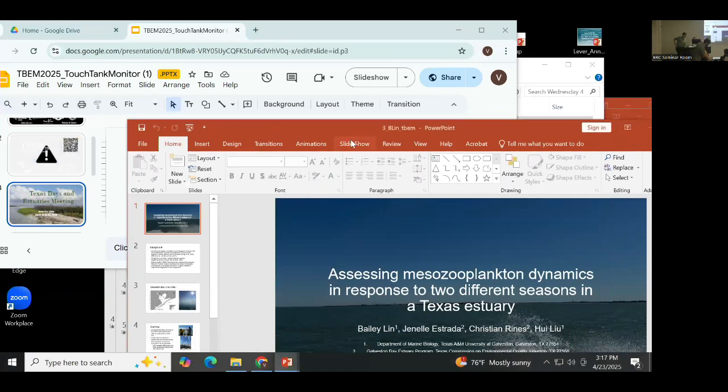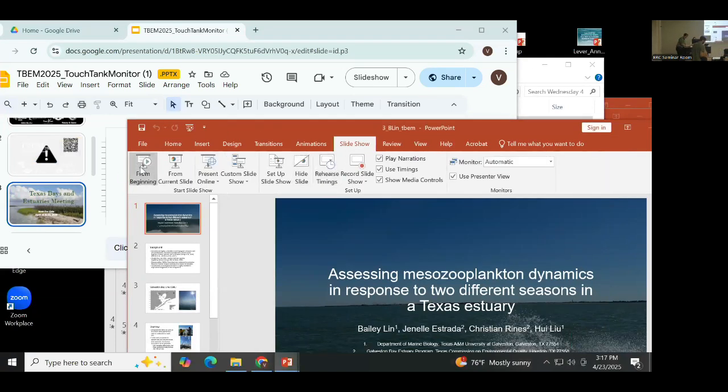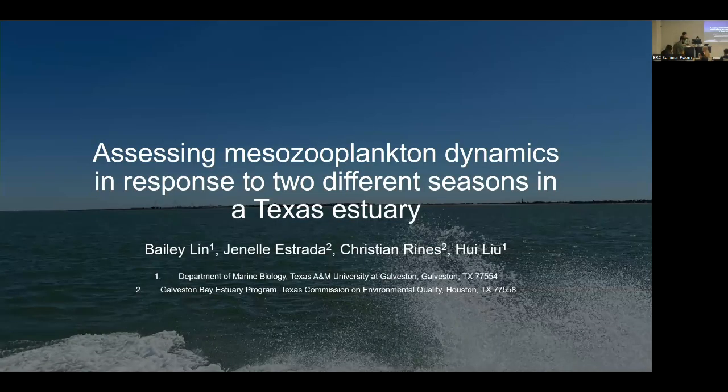Our next speaker is Bailey Lynn. Hi. All right. So Bailey's talk is called Assessing Mesozooplankton Dynamics in Response to Two Different Seasons in a Texas Estuary.